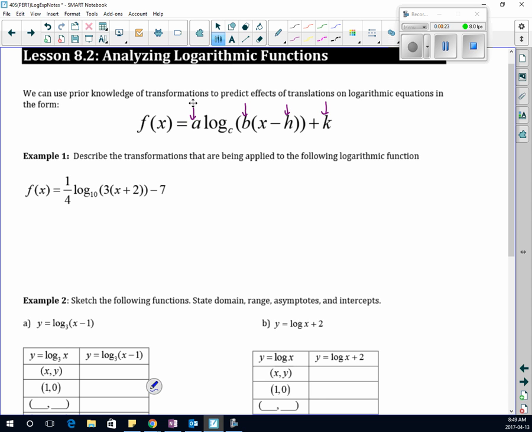Okay, so look at the following example. Describe what happened to that base logarithm. And of course, this C, again, is the base. It's not a transformation, so don't think that that is something there. Okay, who would like to tell me the first thing that happened here?